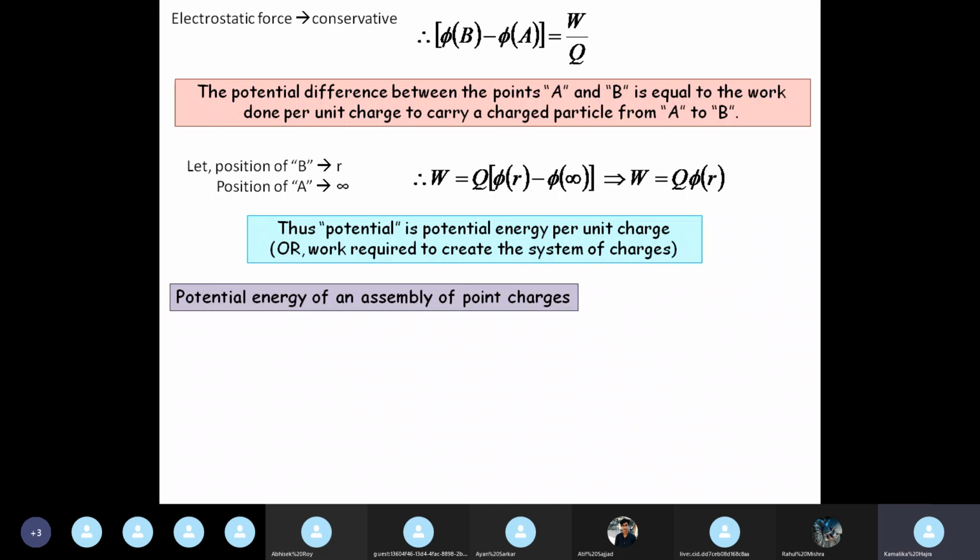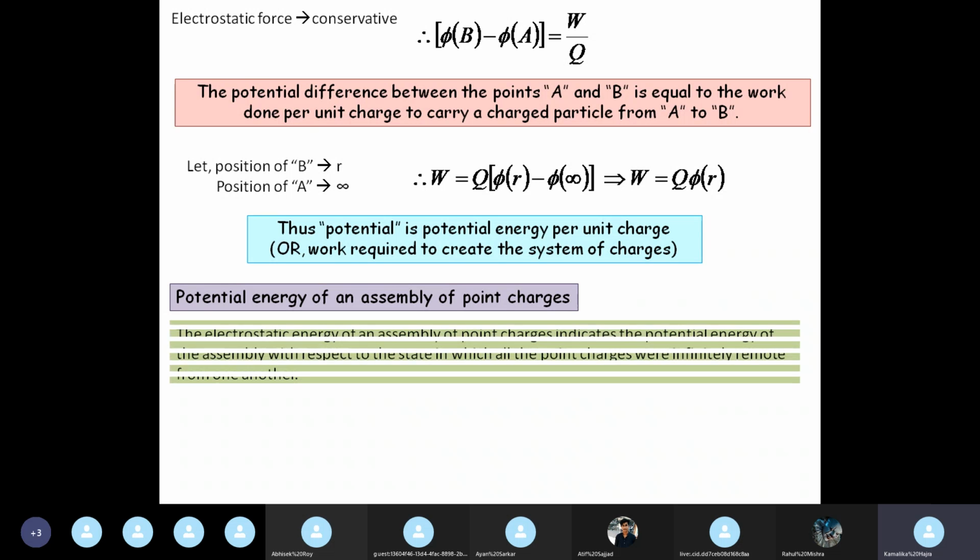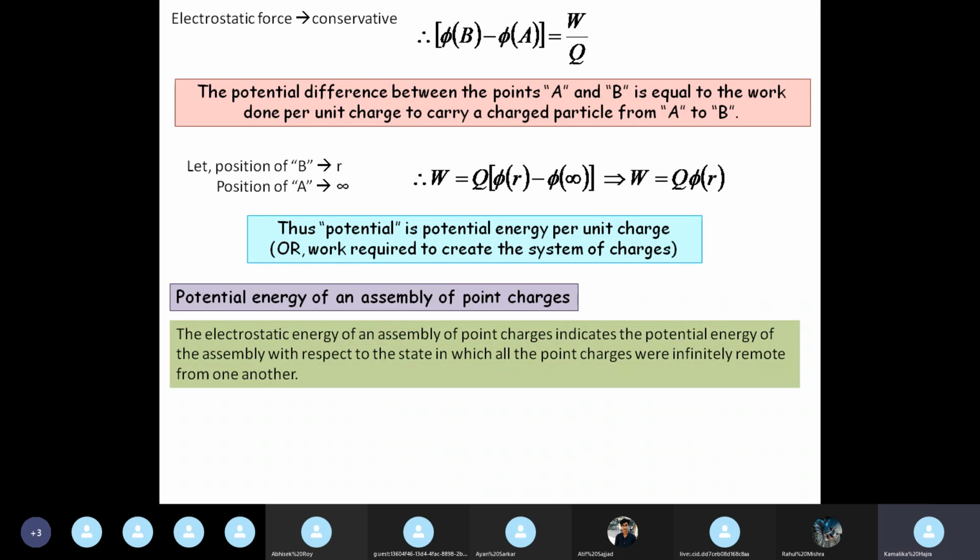So with this knowledge that work done is equal to charge into potential at that point, we calculate the potential energy for an assembly of point charges. When there are several point charges, what is the work done to create that assembly? That we will need to calculate. And when we have calculated the work done, we know that that is the work that is stored as potential energy. So, electrostatic energy of an assembly of point charges indicates the potential energy of the assembly with respect to the state at which all the point charges were infinitely remote from one another.